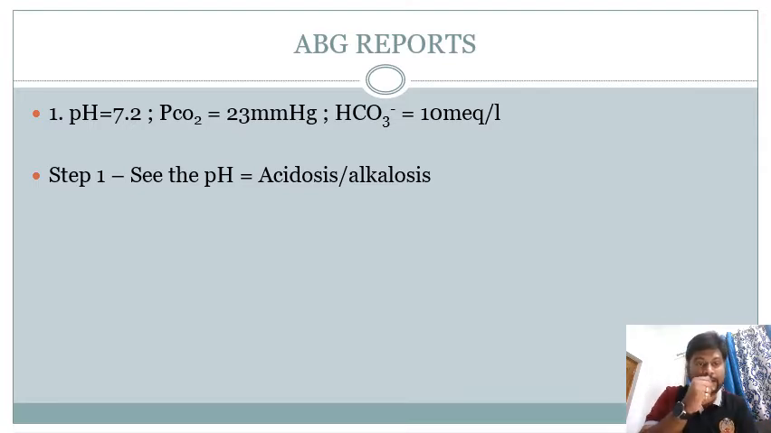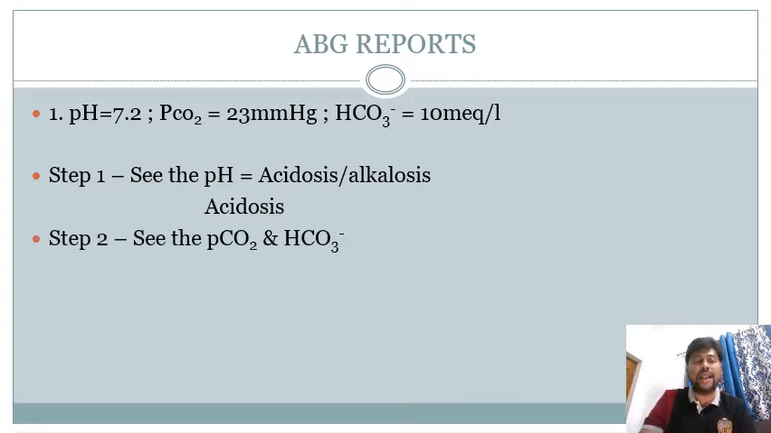Now coming to our case, just see the pH, whether it is acidosis or alkalosis. pH is 7.2, it is less than 7.4, so it is a case of acidosis. So in step 1, just see the pH and fix the diagnosis as acidosis or alkalosis. Next, step 2: here you should see the PCO2 and bicarbonate value and find out which is favoring your step 1 diagnosis.